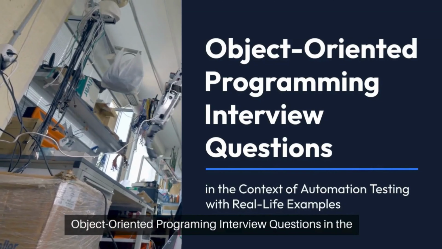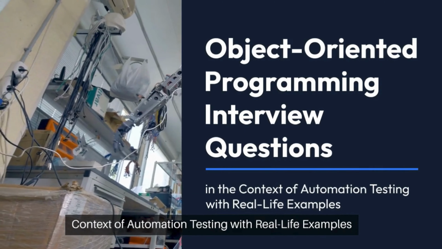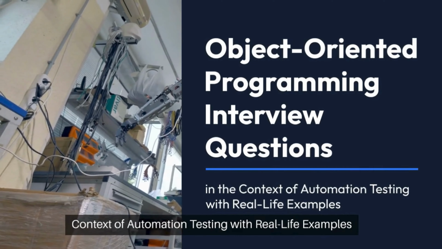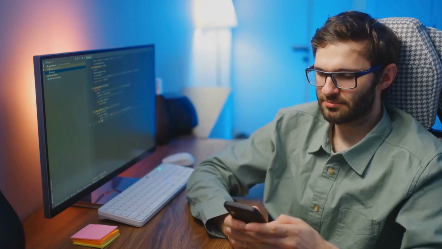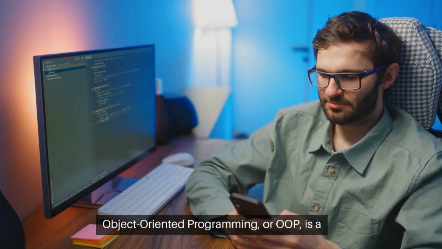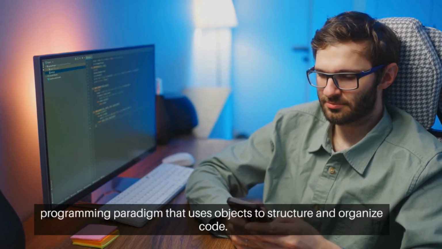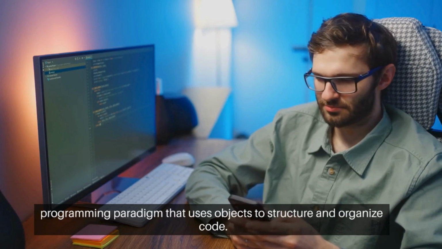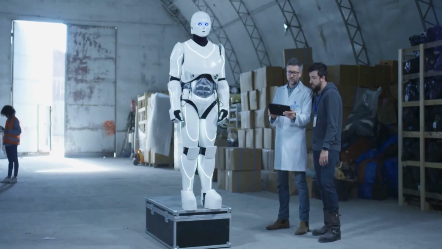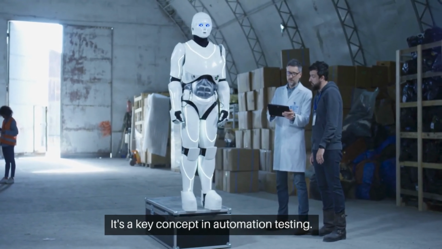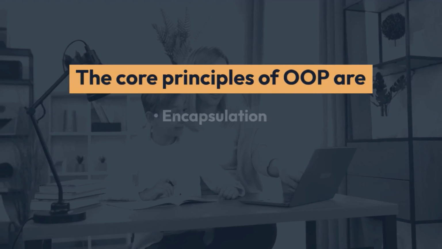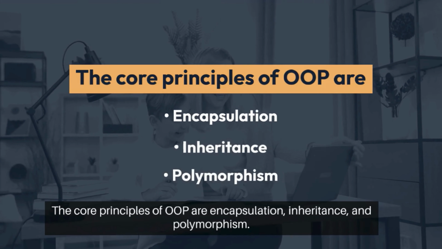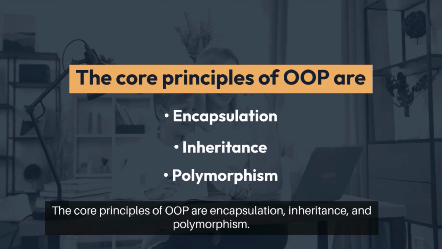Object-oriented programming interview questions in the context of automation testing, with real-life examples. Object-oriented programming, or OOP, is a programming paradigm that uses objects to structure and organize code. It's a key concept in automation testing. The core principles of OOP are encapsulation, inheritance, and polymorphism.